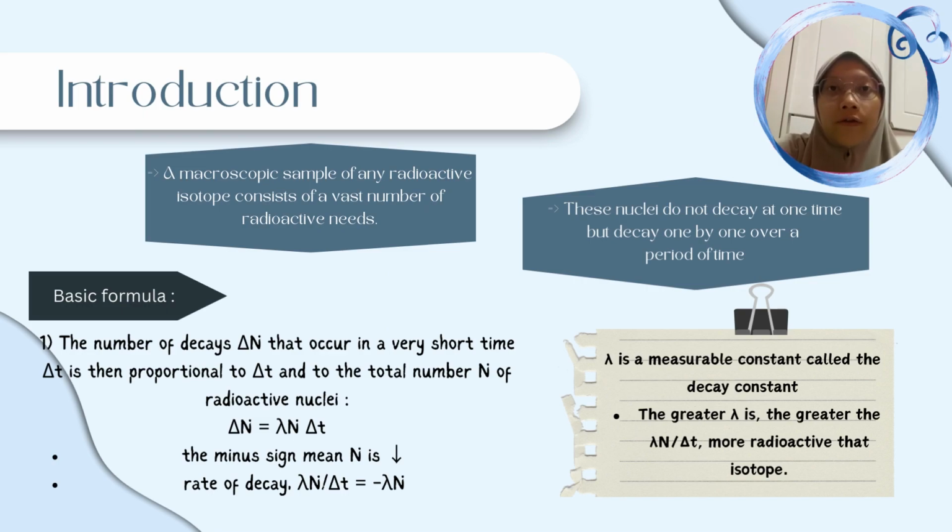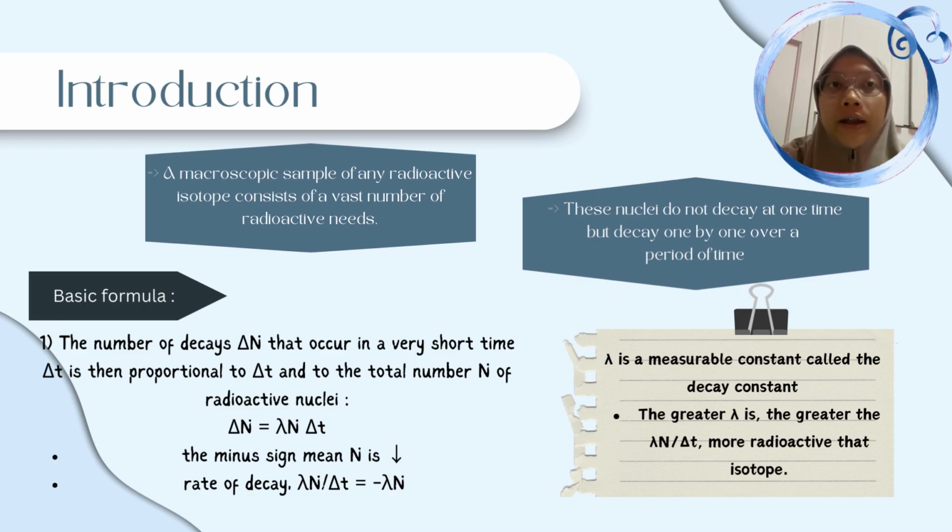Introduction of half-life and rate of decay. A macroscopic sample of any radioactive isotope consists of a vast number of radioactive nuclei. These nuclei do not decay at one time, but decay one by one over a period of time. So this is the basic formula for the half-life and rate of decay.